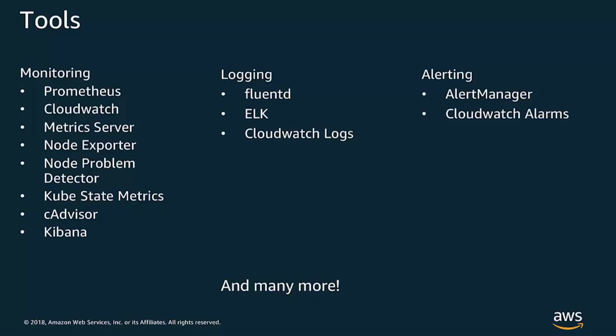CloudWatch is also a really great tool for monitoring clusters. And the metric server, the node exporter, the node problem detector, kube-state-metrics, and cAdvisor are all components in the cluster that export or expose metrics that we can use. And then Kibana is a good tool for visualizing your metrics. I'm not going to talk as much about logging today, but FluentD and ELK and CloudWatch Logs are all great tools. And for alerting, you can use CloudWatch alarms and Prometheus Alertmanager. And there's a ton more projects that are out there, third-party tools that are really great.